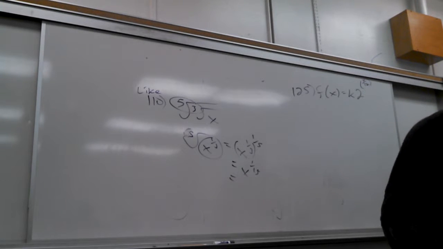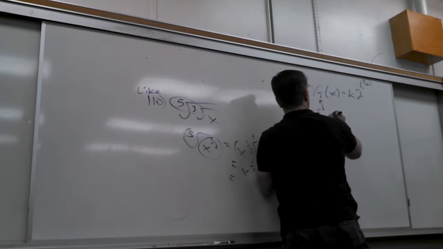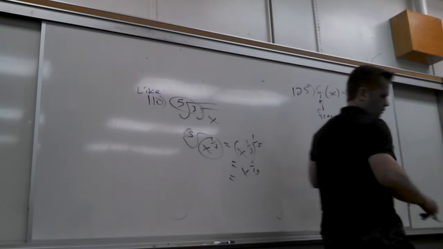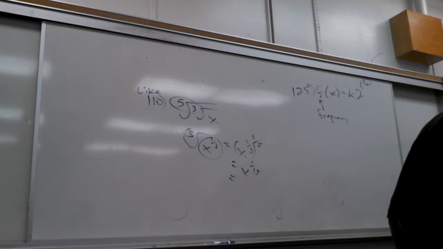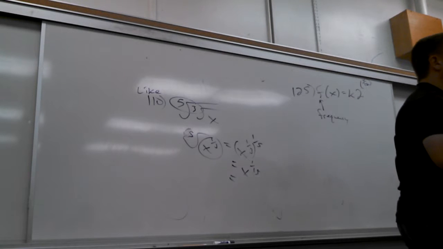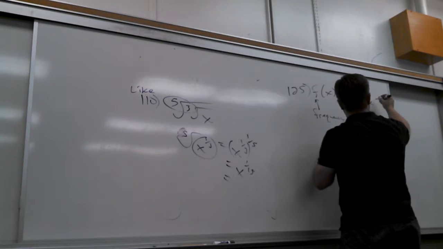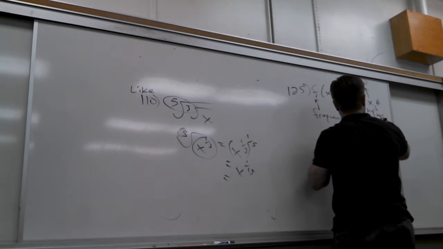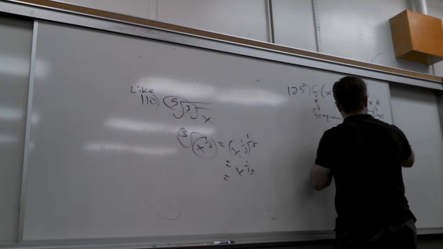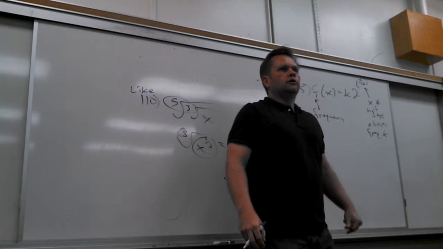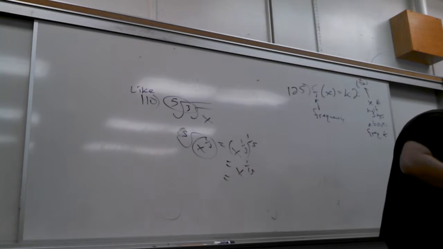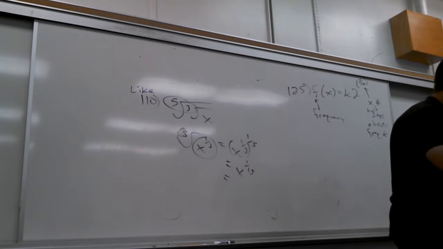They tell you that f represents the frequency of a musical note that is x half steps above a note with frequency k. So x is the number of half steps above frequency k. So the problem says the frequency of concert A for a trumpet is 440 cycles per second.